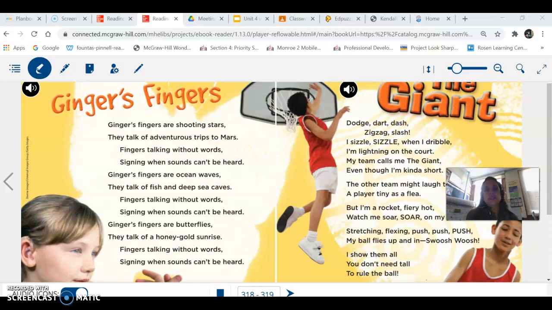Let's apply our purpose to the text. Ginger's Fingers. This is a poem where the author uses metaphors. Remember, a metaphor compares two different things to help us visualize. Ginger's fingers are shooting stars. Oh, I just read a metaphor. Ginger's fingers are shooting stars.